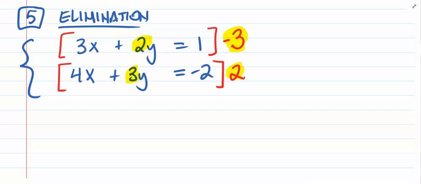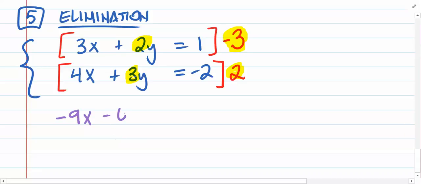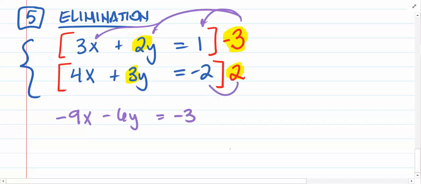Okay, so I'm going to write down a new system in purple here. So this is going to give me, how about -9x minus 6y is worth -3. Did I do that correctly? -3, a -6x, and then a -6y and a -9x. Okay, so far so good. Okay, now let's do the bottom one. 2 times -2 would be -4. 2 times a 3y would be positive 6y, and 2 times a 4x would be a positive 8x.